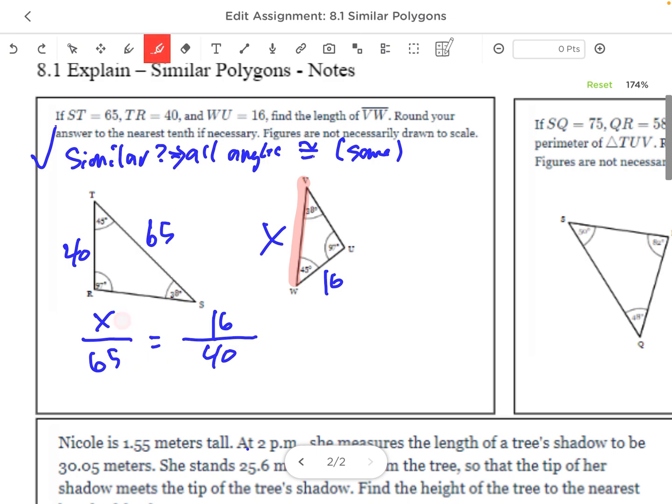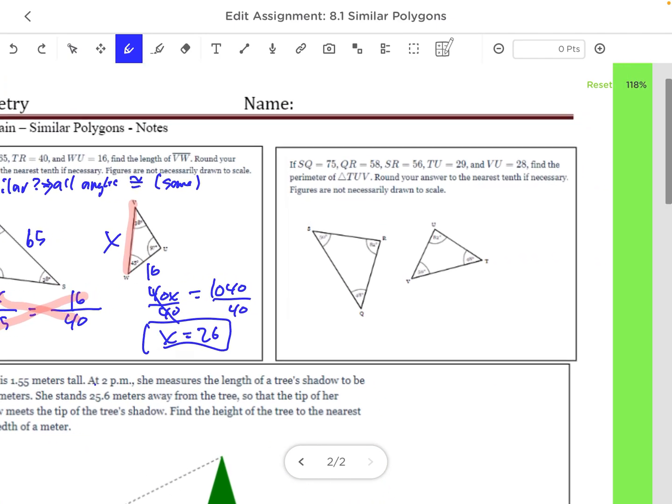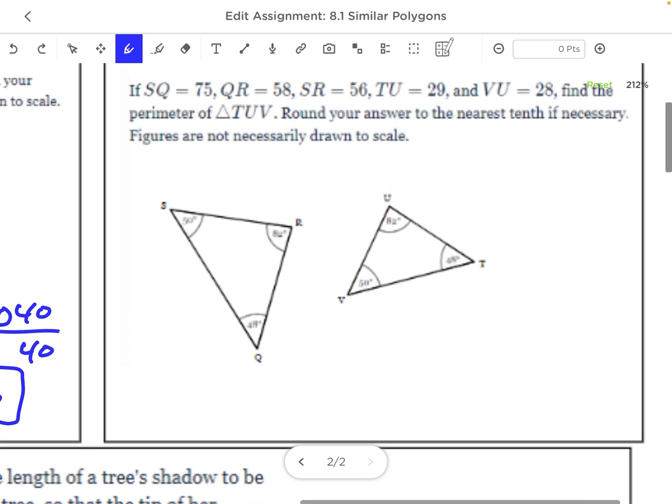So now let's cross multiply, right? So x times 40 gives us 40x, equals 65 times 16, that's going to give us 1040. We divide both sides by 40. Cancels out, x equals 26. So once we determine that they were similar, then we can set up our proportions. All right, see if you can get this next one on your own.